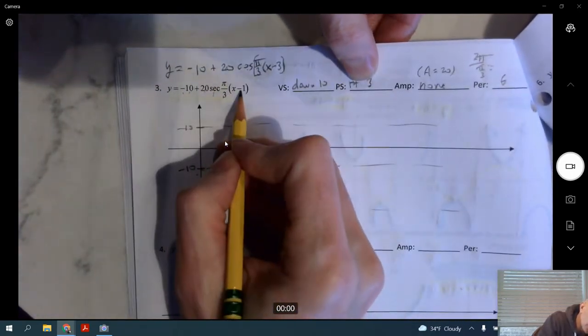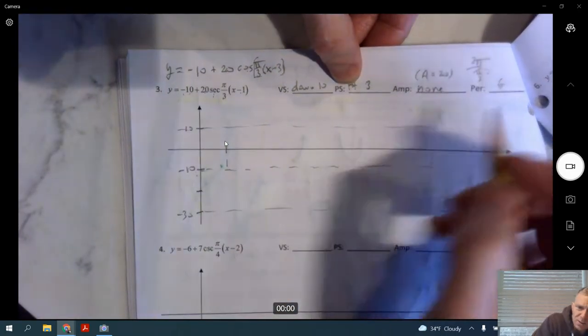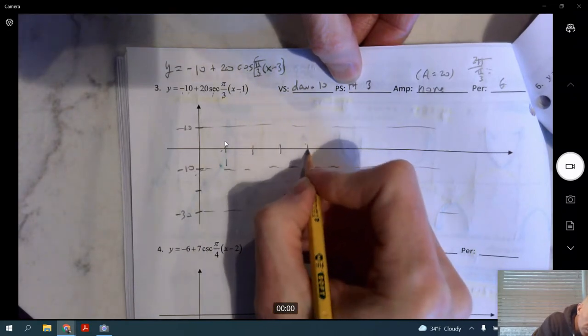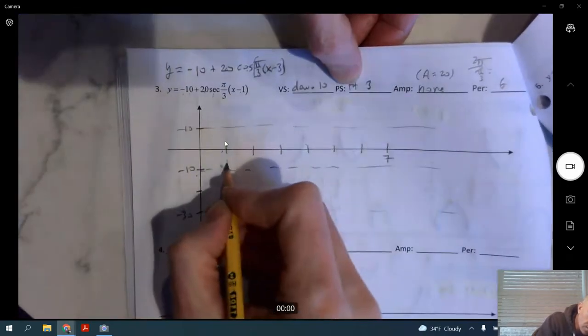Okay, we're going to shift 1 to the right. And the period is 6. So we're going to end 6 after 1. So 1, 2, 3, 4, 5, 6, which gets us to 7. Start at 1, end at 7.